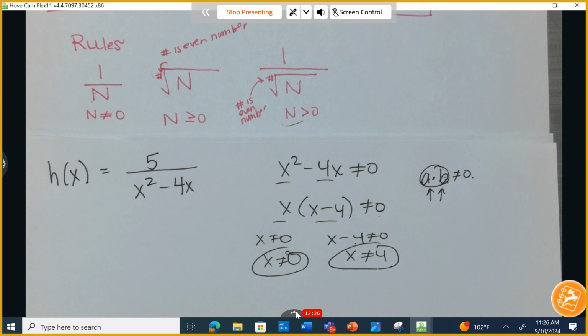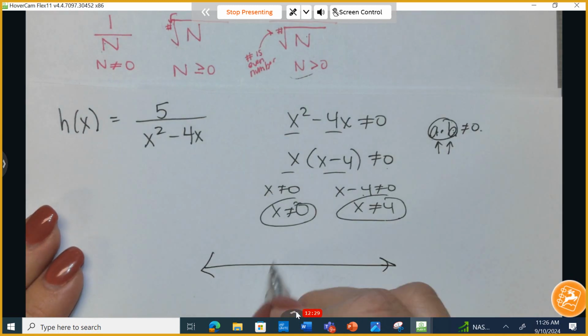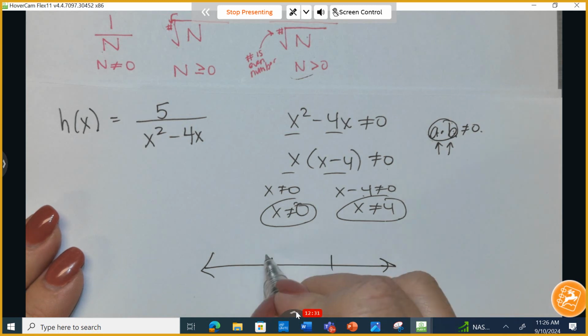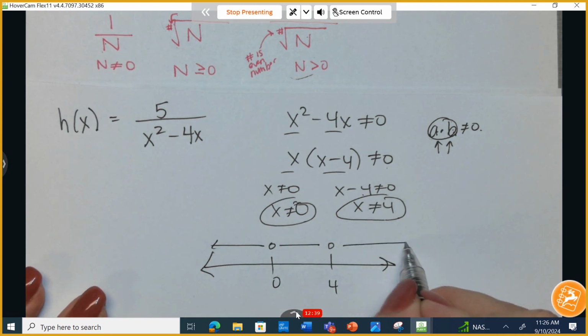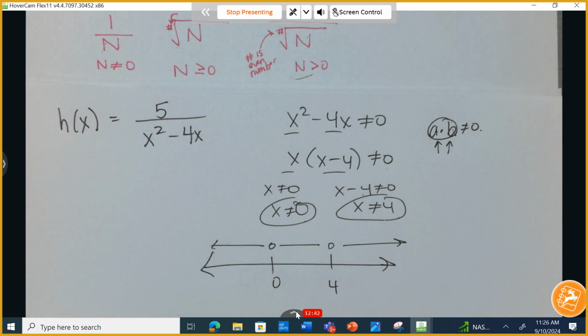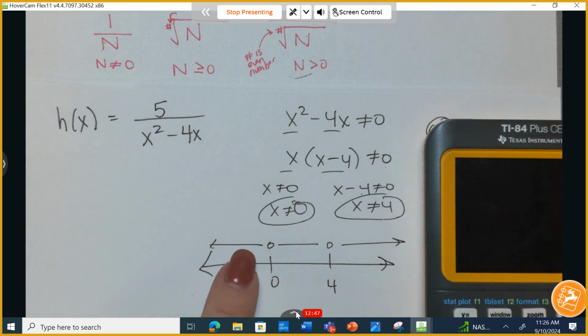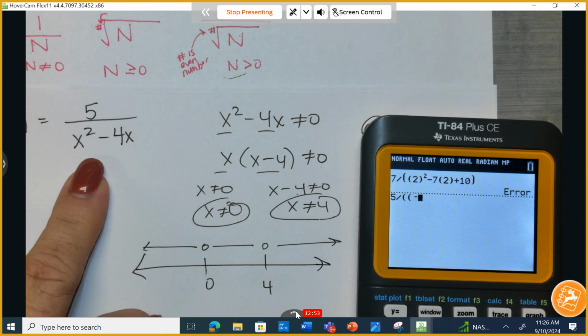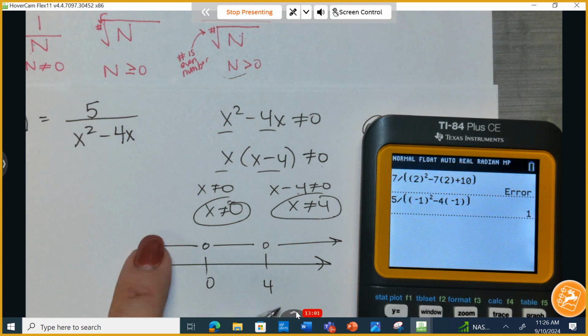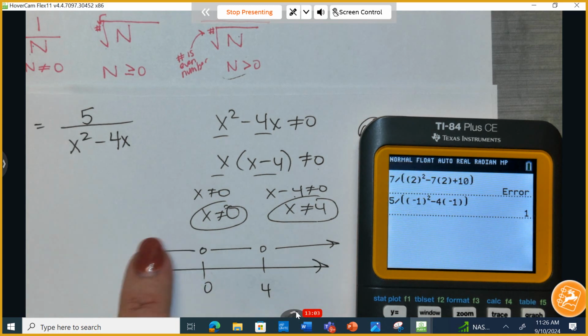How do I put this onto a number line? Cannot equal 0 and cannot equal 4. And I believe that the remainder of these numbers work. That's what I believe. There is no inequality, but how I could test that would be to grab a calculator and choose any number to the left of 0, like -1. 5 divided by -1 squared minus 4 times -1. If I'm able to get an answer, it tells me, okay, everything over here could also provide an output. So any input could provide an output.